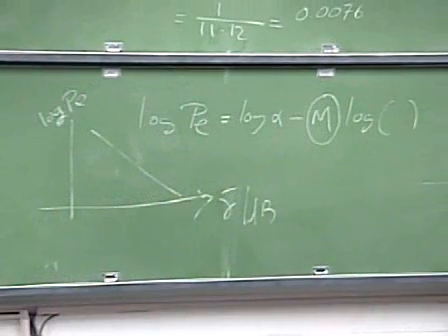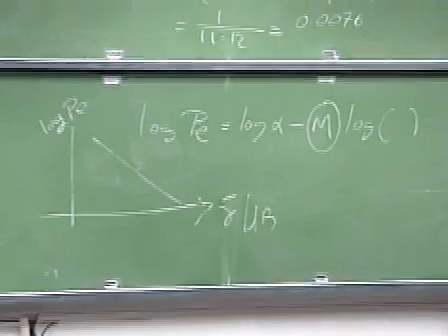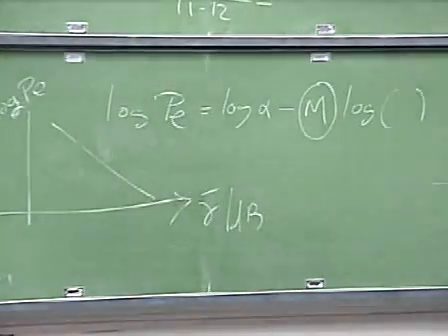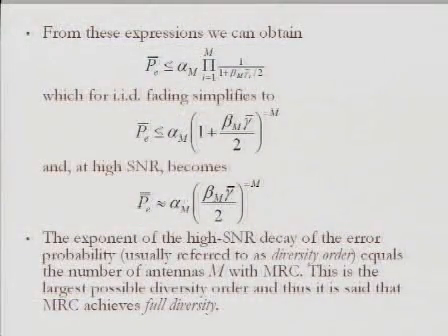So that's how people measure diversity when they don't know what it is. That's how they measure it. And here we have m antennas. We get the order m, which is the maximum you can get. Okay, so MRC is optimum. It gives us the maximum diversity.